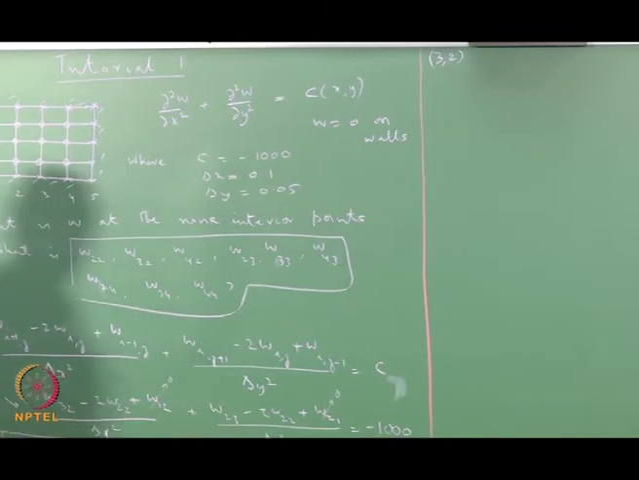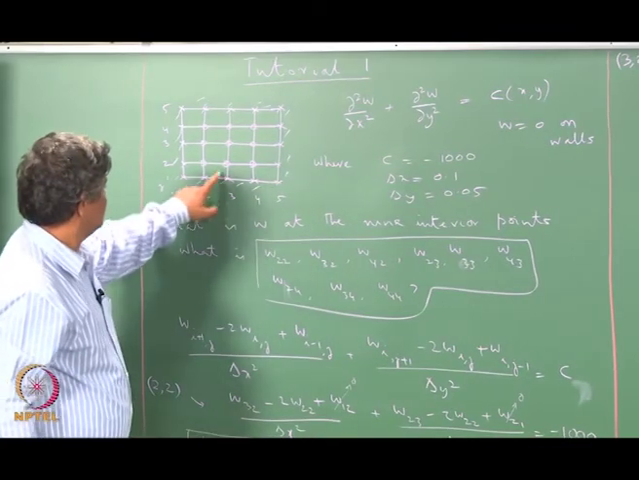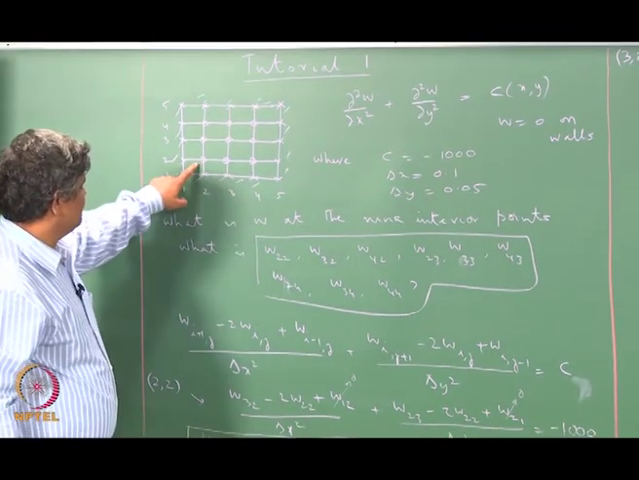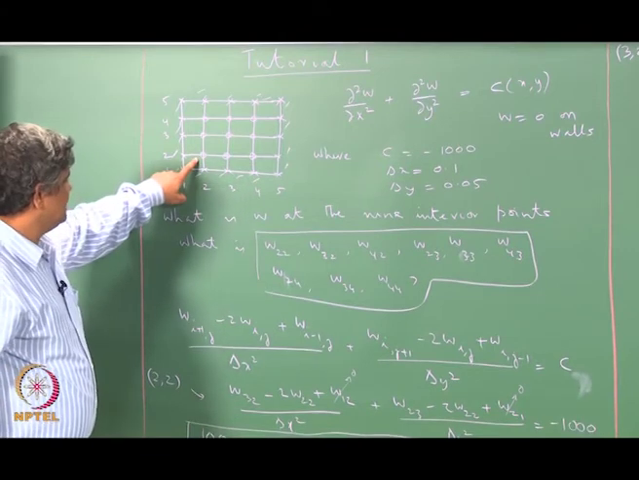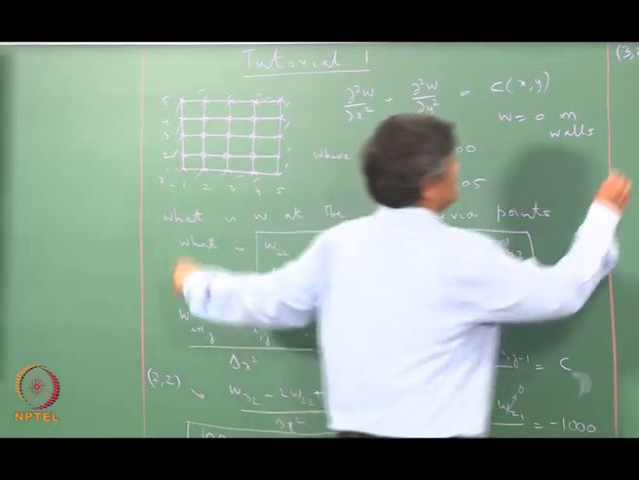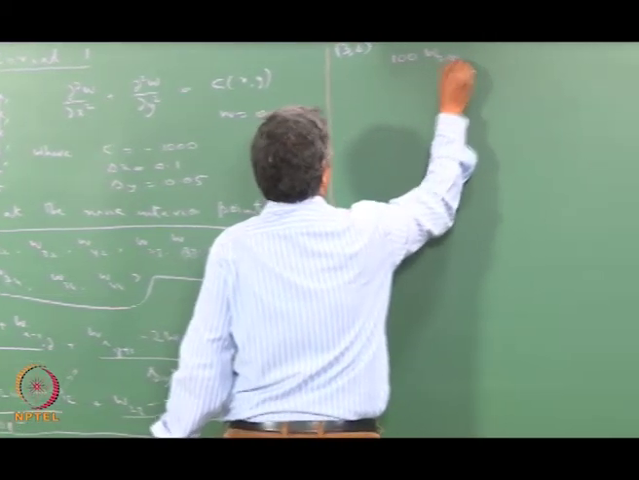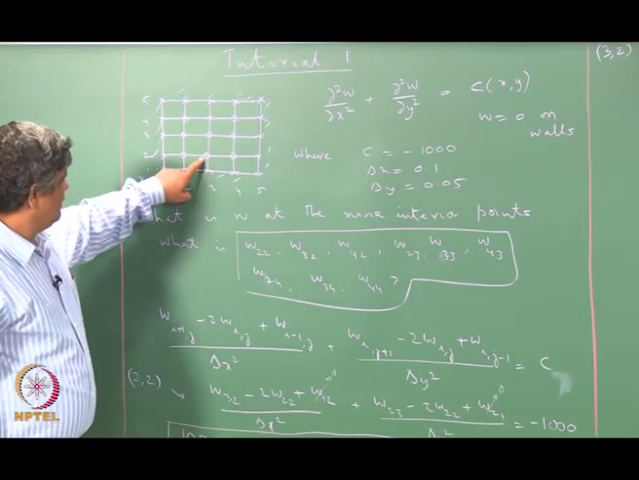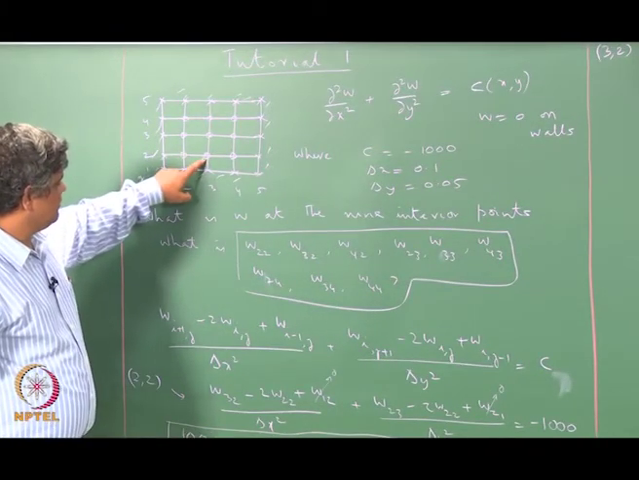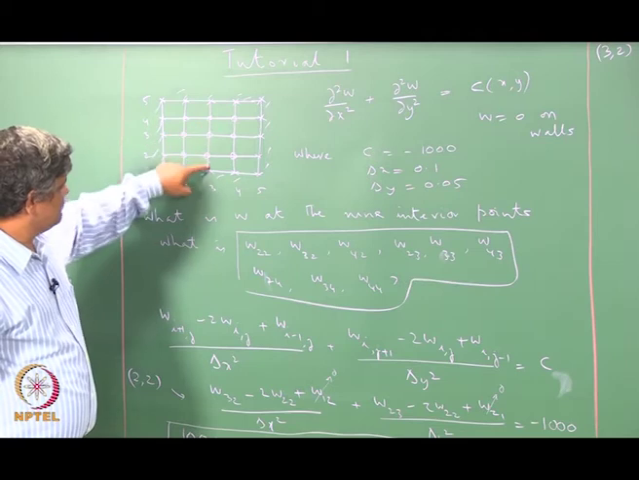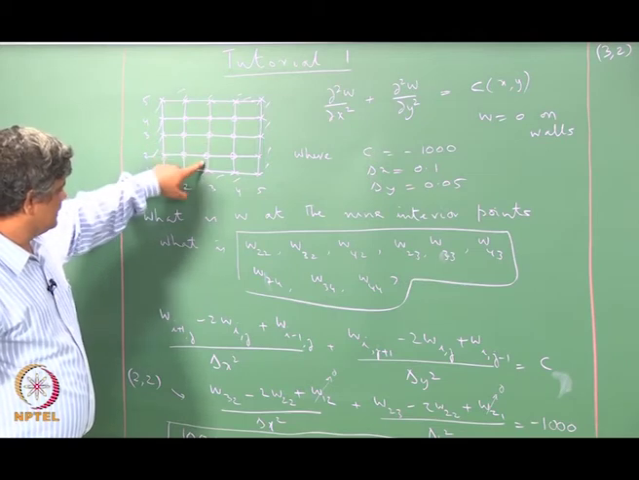Point 32, so that is this point here. So we will have 100 of this, 100 W22, and we will have minus 400, minus 200 coming from this and minus 800 coming from this.